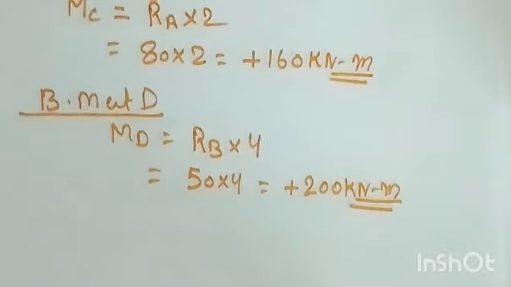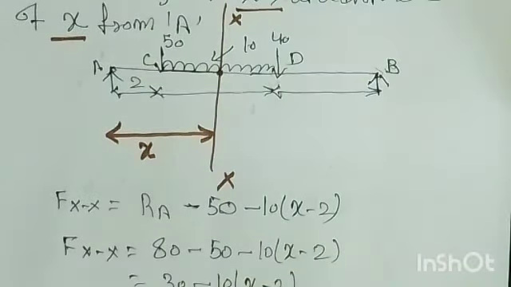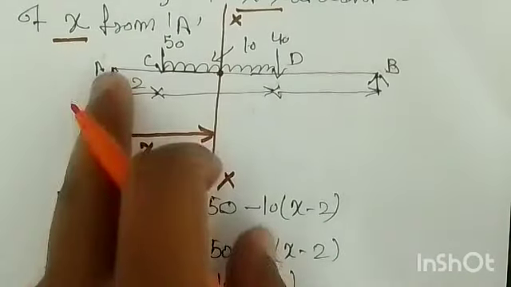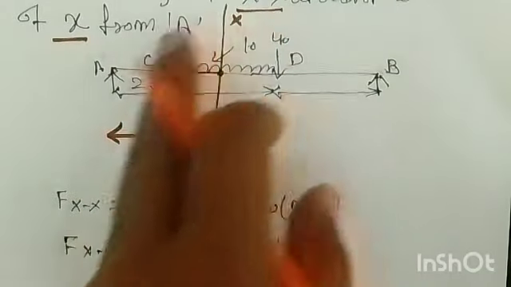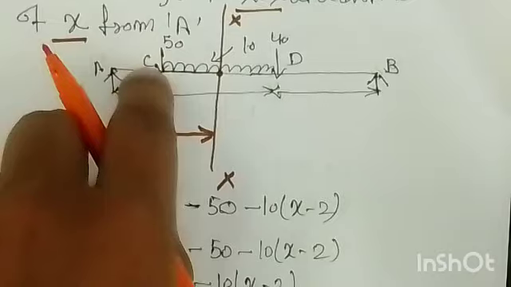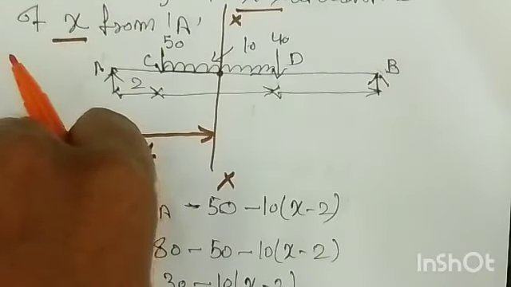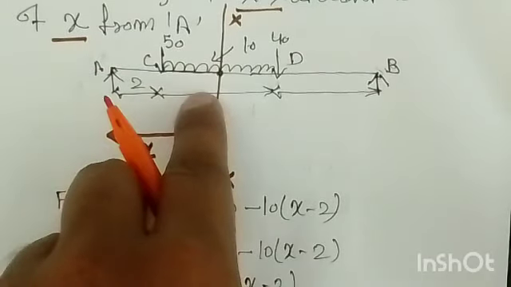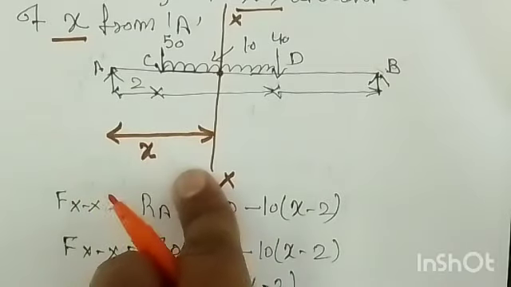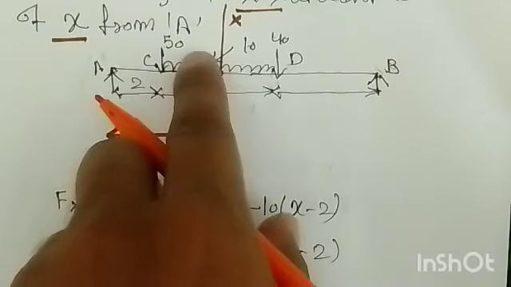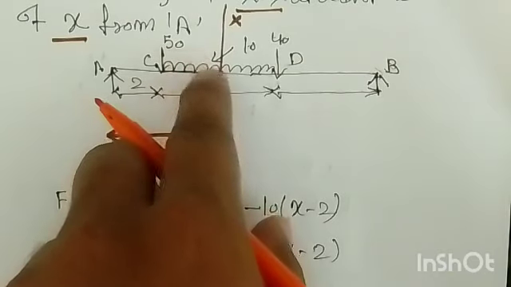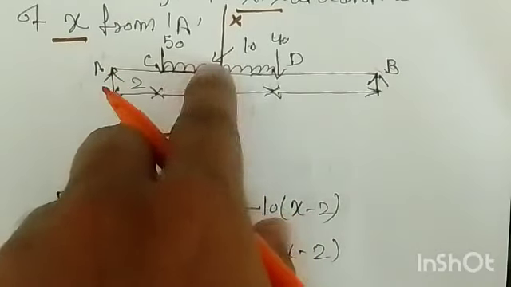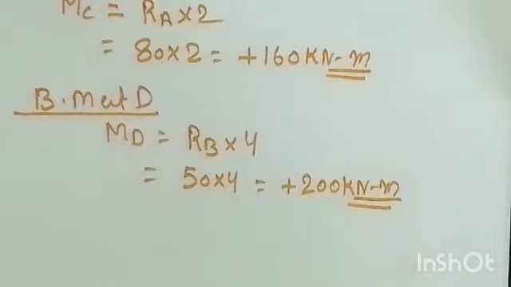For that, as I told you, this is the section XX. At this section, again you have to find the moment. Moment is force into distance, that is RA into X, which is positive, and 50. Why? Because this is your left side, and because of this load the rotation will be anti-clockwise, and from the left side anti-clockwise is negative. So 50 into this distance, which is X minus 2. Again, one more load, a UDL of 10, is acting. This UDL is converted into a point load: 10 into X minus 2, and this point load will act at the center of gravity, that is X minus 2 by 2.